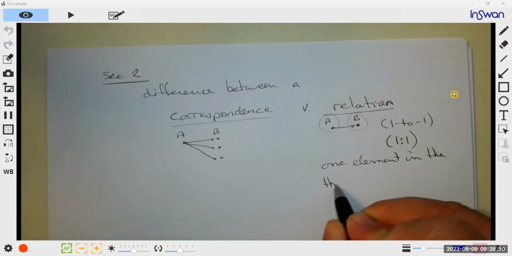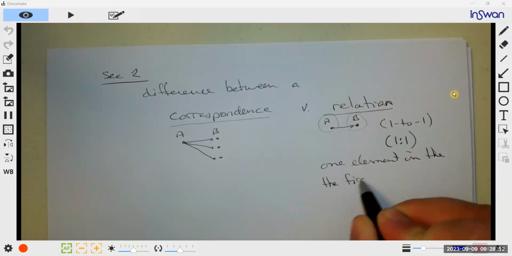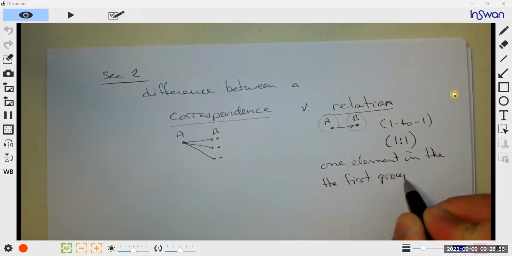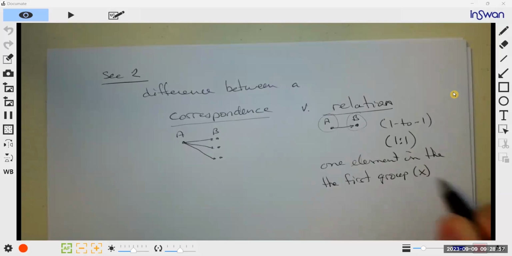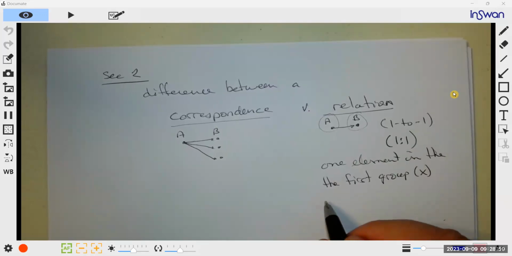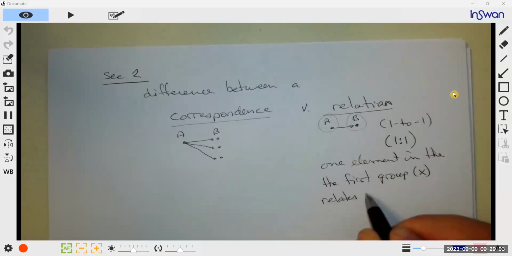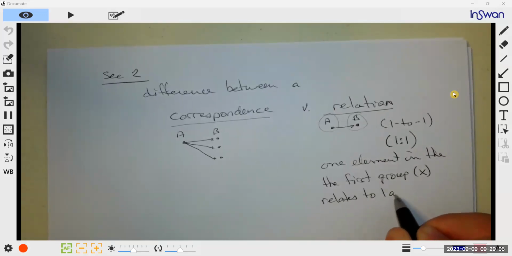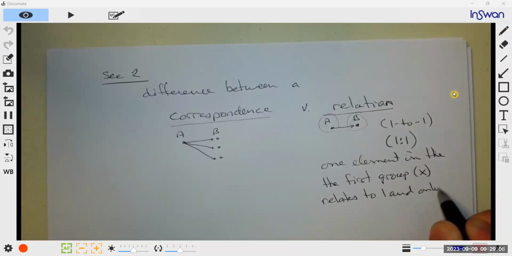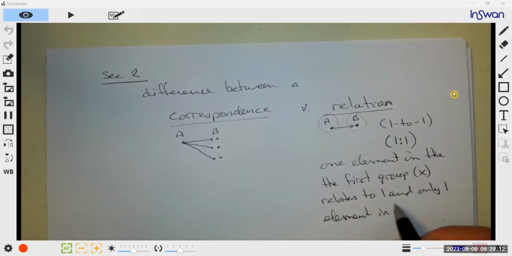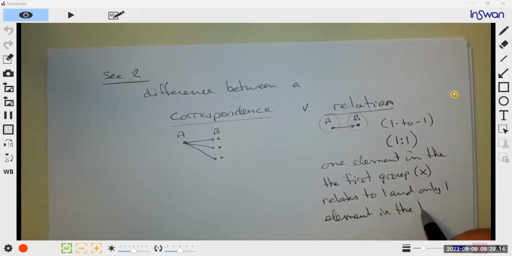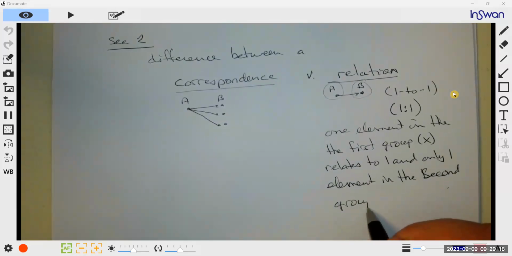In the first group, we'll call that X. Relates to one and only one element in the second group. We'll call that group Y.